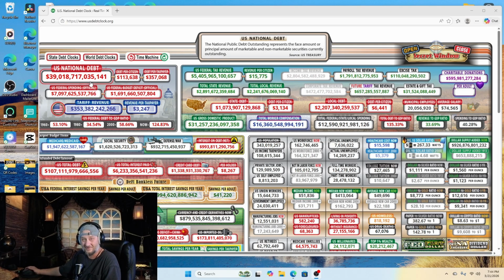Well, there you have it, the debt clock. That's what it looks like. There you go. usdebtclock.org if you want to look at it.